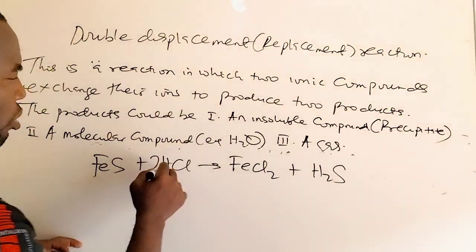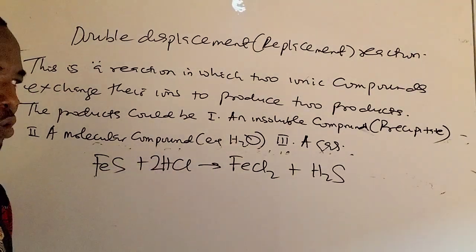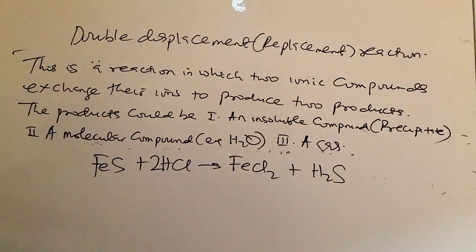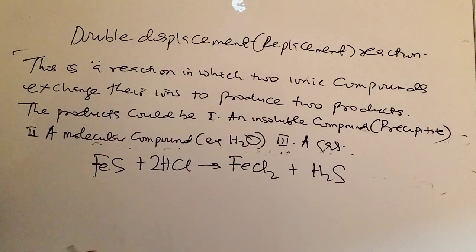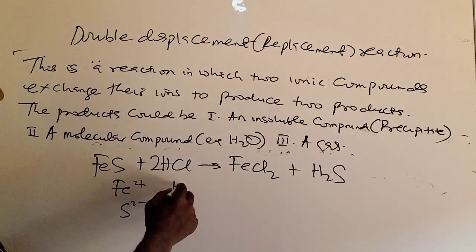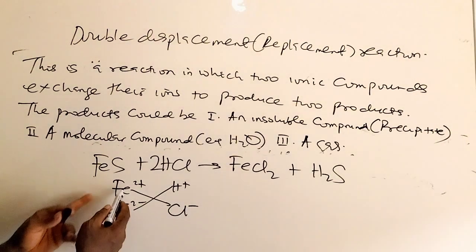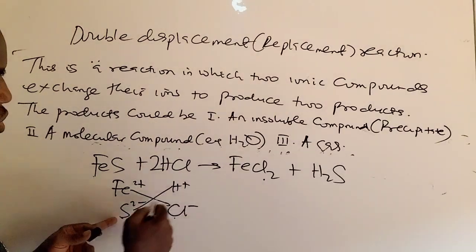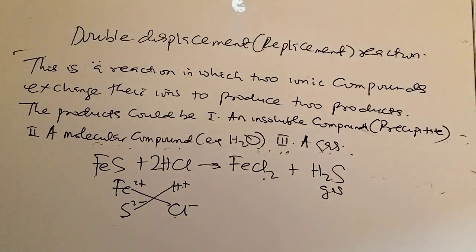So this reaction is also called double displacement reaction. You can see it very well. Normally, this reaction involves two reactants. In all the examples we're taking, two reactants and two products. So iron 2 sulfide, hydrogen chloride. So there's a change of radicals or replacement of radicals. Iron 2 chloride, hydrogen sulfide. This one is a gas. So this is also a double displacement reaction in chemistry.